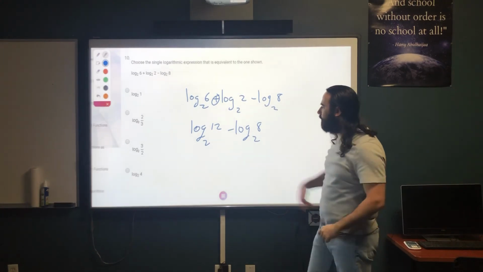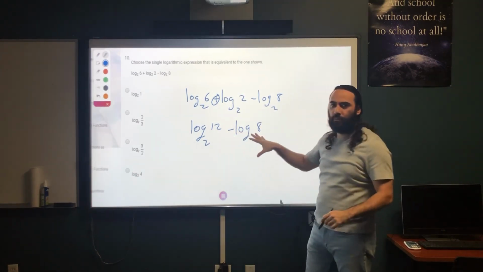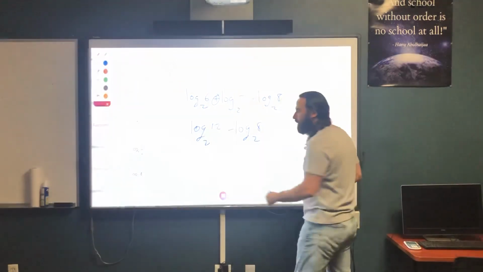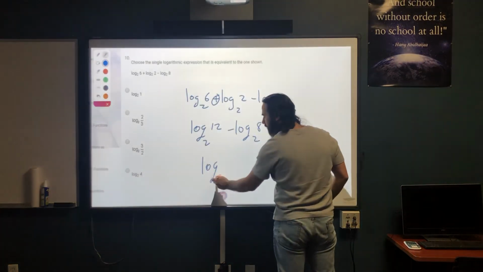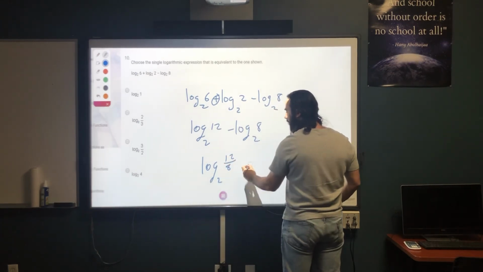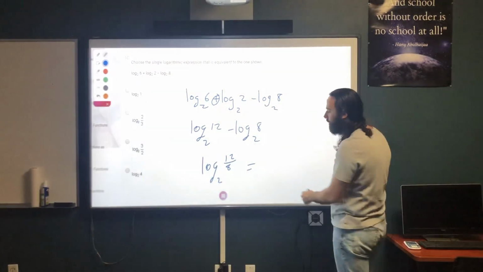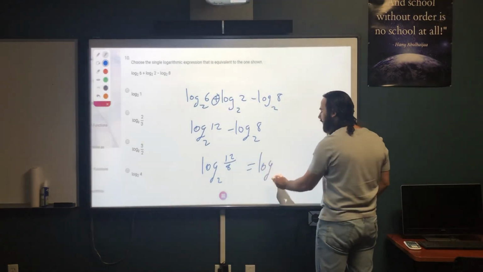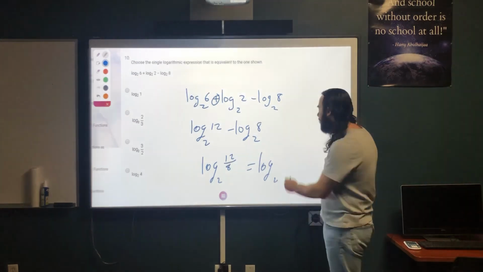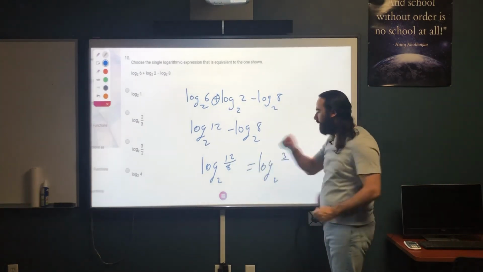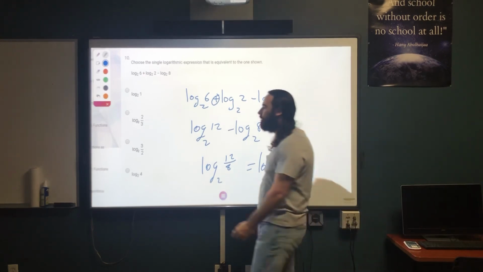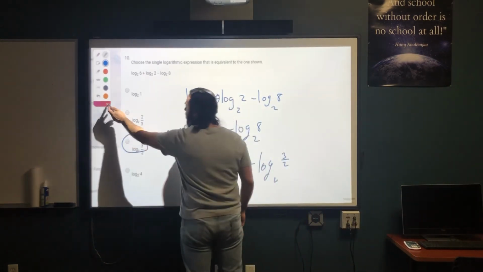After that we have subtraction. So if we want to put this expression in one log, we need to divide. So it's going to be log, the base never changes, and we divide 12 over 8. Of course we need to simplify 12 over 8. We can divide both by 4. 12 divided by 4 is 3, and 8 divided by 4 is 2. So it's 3 over 2 with the base 2. This will be the answer, the third.